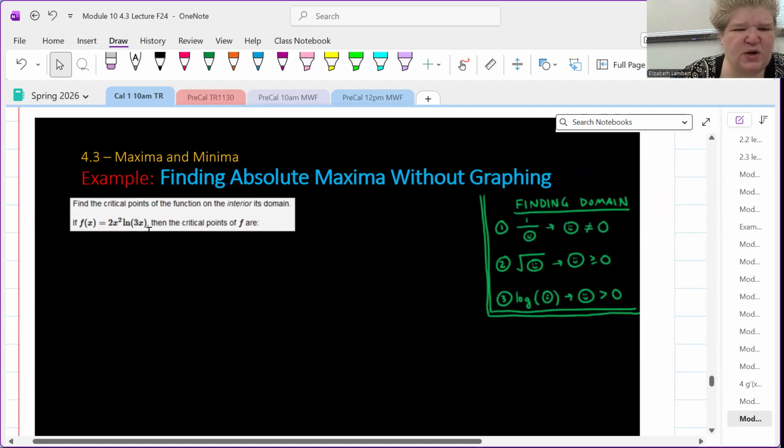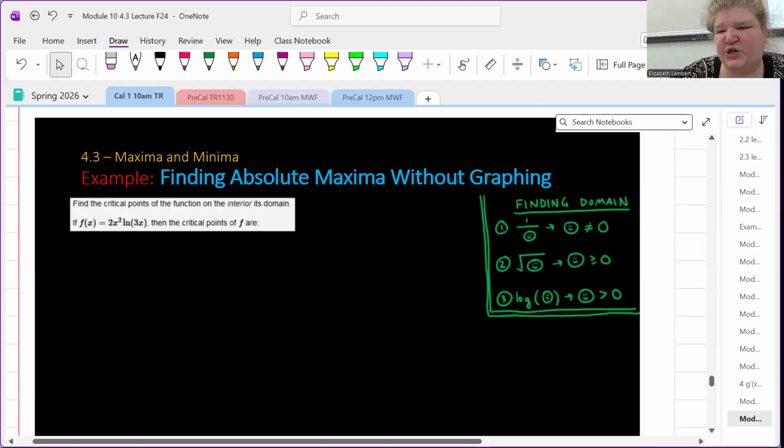All right, so this one, the phrasing is a little bit different. Find the critical points of the function on the interior, it should say of its domain. So that means the first thing we have to figure out is the domain of this function.